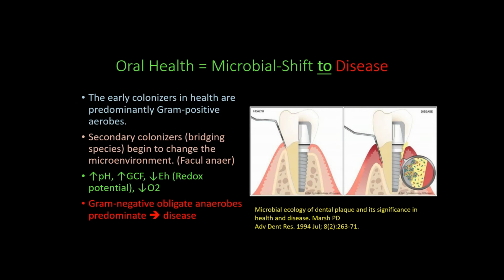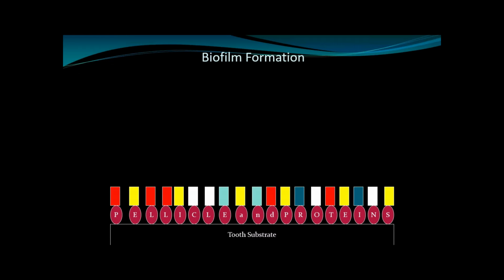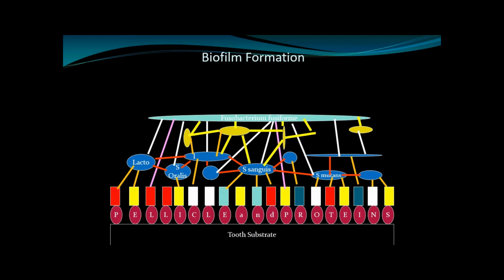Looking at it on a more graphic aspect, the first thing that happens for periodontal disease to occur is that the pellicle, the proteins in the saliva, attach to the tooth surface. Then you get a thing called the Langmuir adsorption isotherm, which are just receptors for your gram-positive cocci, aerobic bacteria. They can attach to those. They use the sugar. They make lactic acid. We get an acidic environment, low pH.